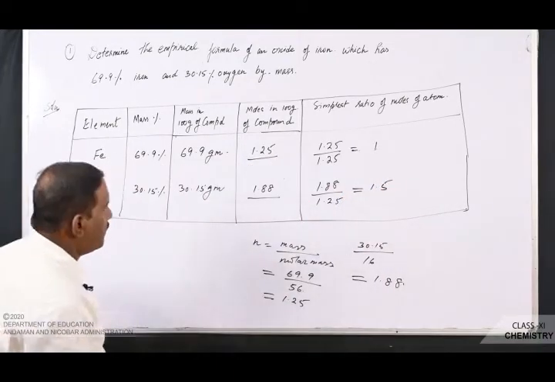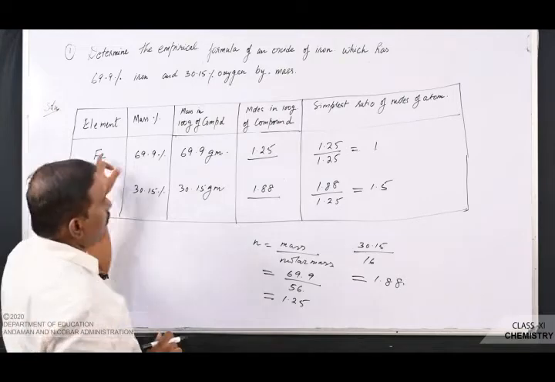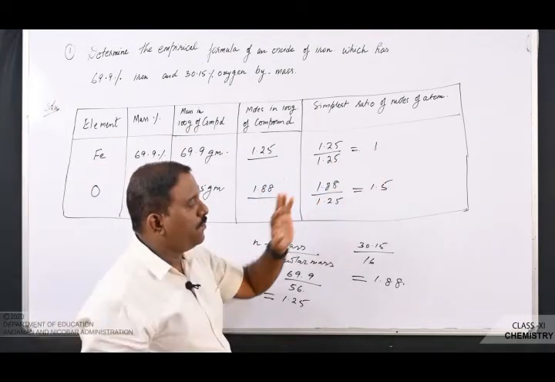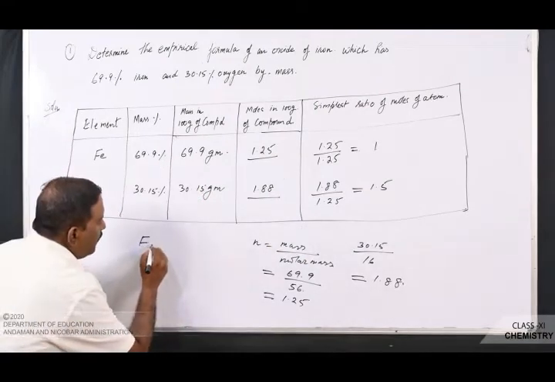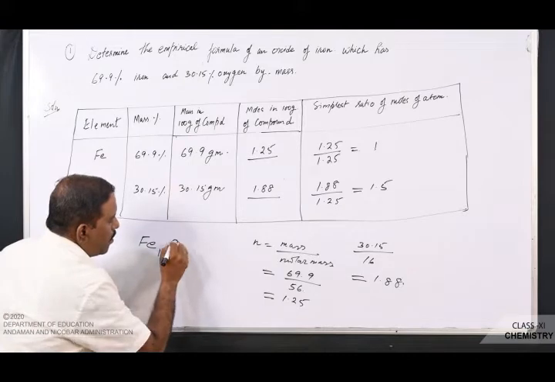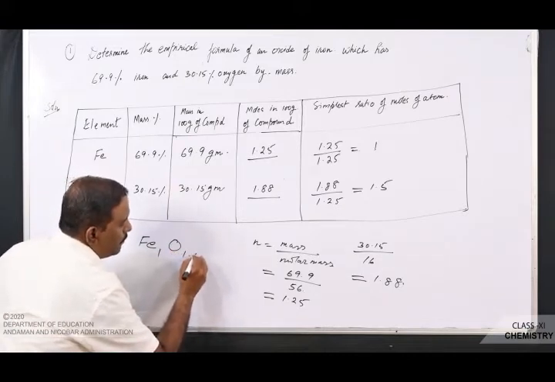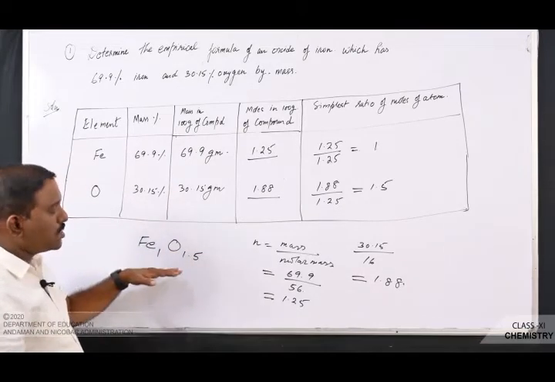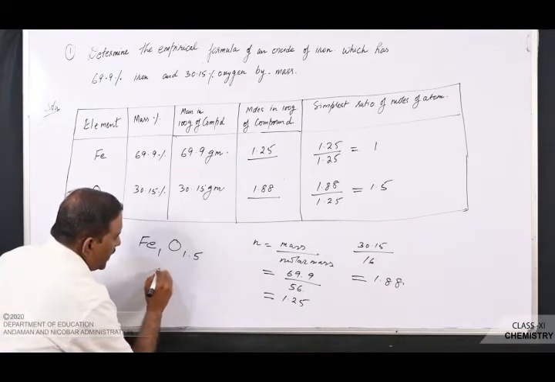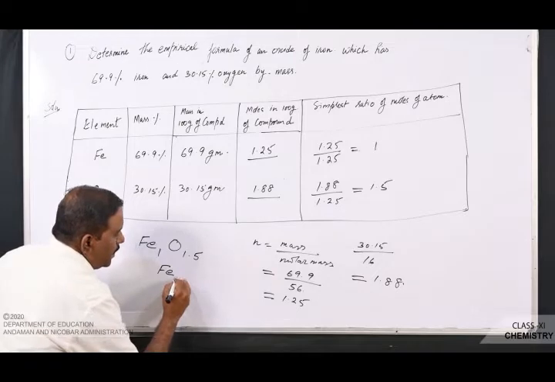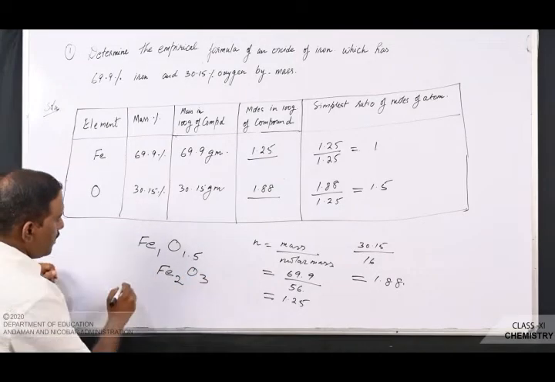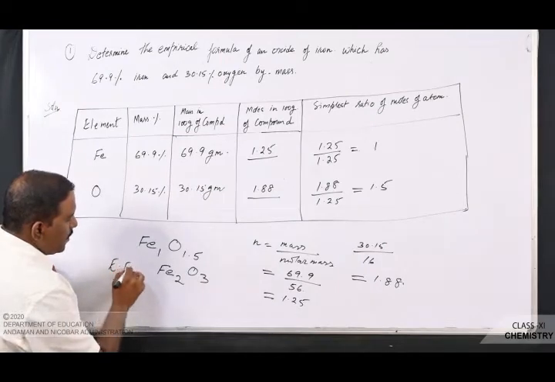So now we got Fe is 1 and O is 1.5. I can write Fe 1 and O 1.5. So this is not a whole number. To get a whole number, we have to multiply by 2. That is Fe twice, O 3. So the empirical formula is Fe2O3.